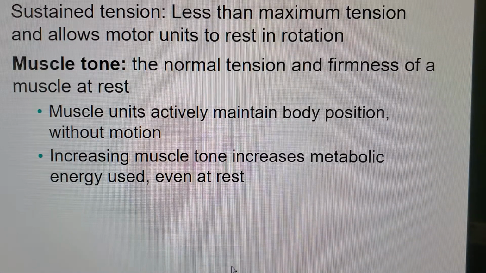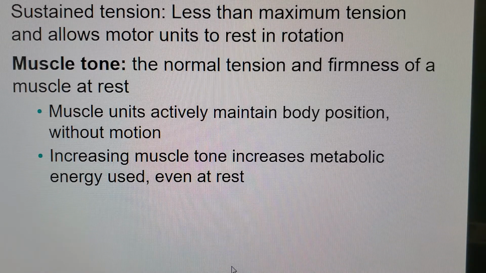Sustained tension, if it's not maximum tension, then the motor units are going to take turns resting and being excited. And this way you can hold your cup of coffee for hours and you're still okay. You haven't reached muscle fatigue.